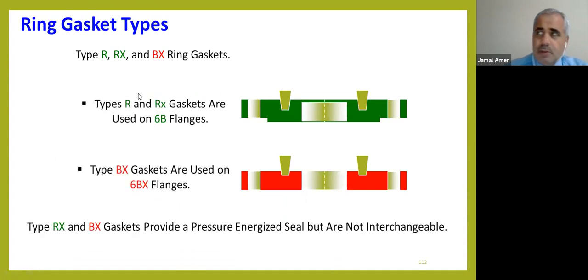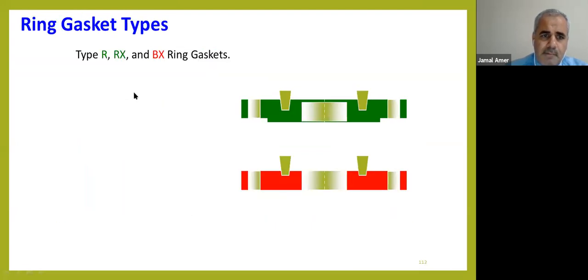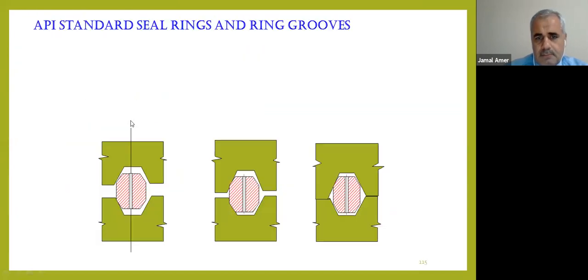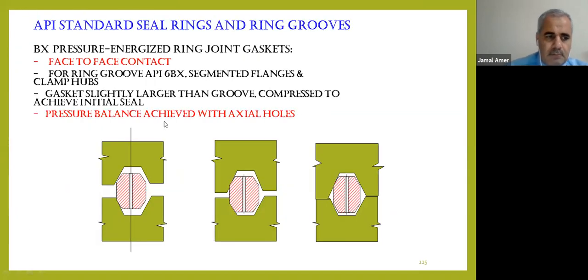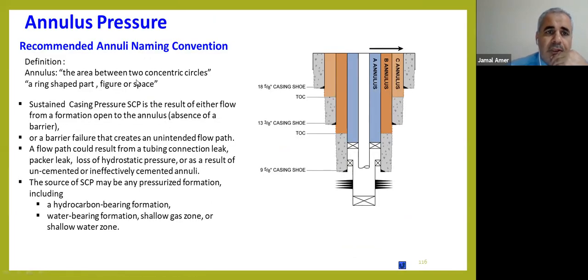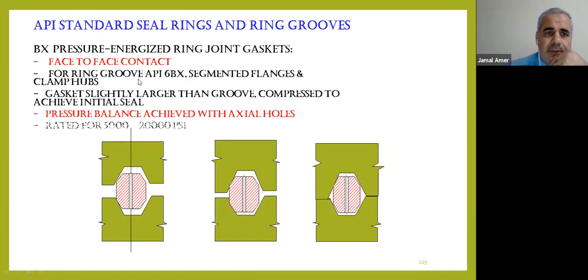Also, we'll talk about differences between both in details. What is the difference between 6B and 6BX? Also we'll talk about annulus pressure. What is annulus pressure? As I mentioned here.